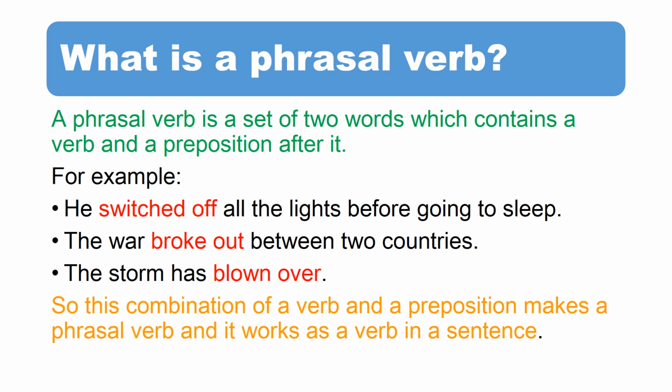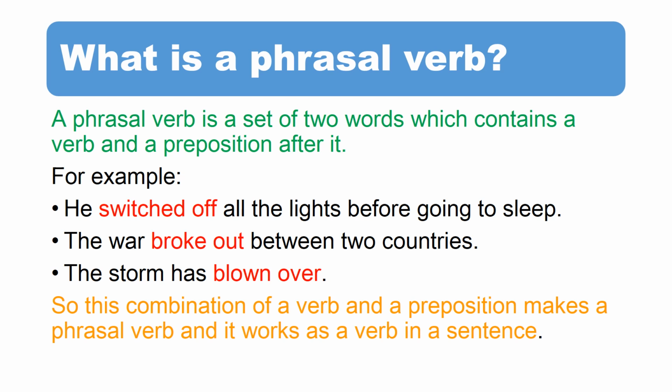The next sentence is, the war broke out between two countries. You know the meaning of broke and you know the meaning of out. But when we place these two words together and make it a phrasal verb, the meaning of broke out in this sentence is that war started between two countries, the war began between two countries. So, when a verb and a preposition make a phrasal verb, the meaning is changed.